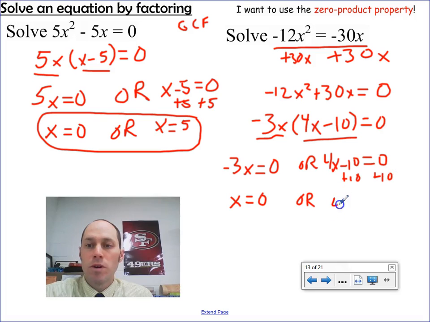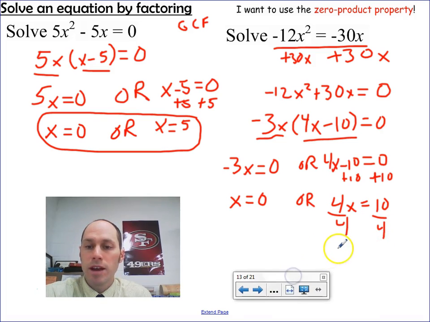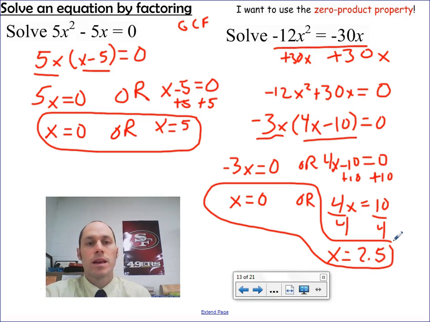and that gives me 4x equal to 10. And then I can divide by 4. And so x would be 10 fourths, 5 halves, or 2 1/2. So my two solutions would be 2 1/2 or 0. Okay?